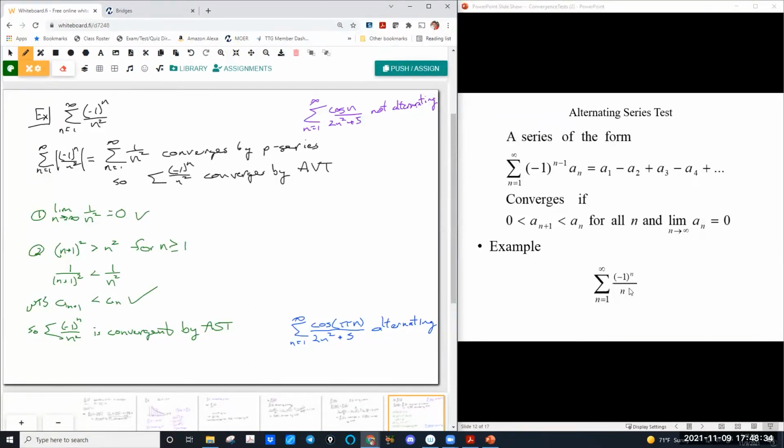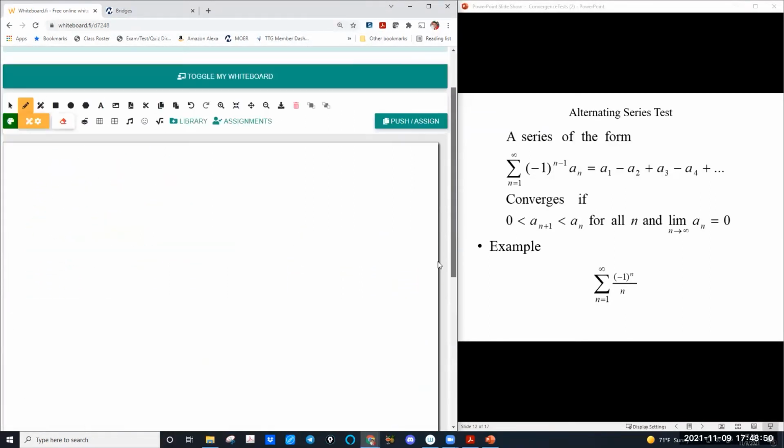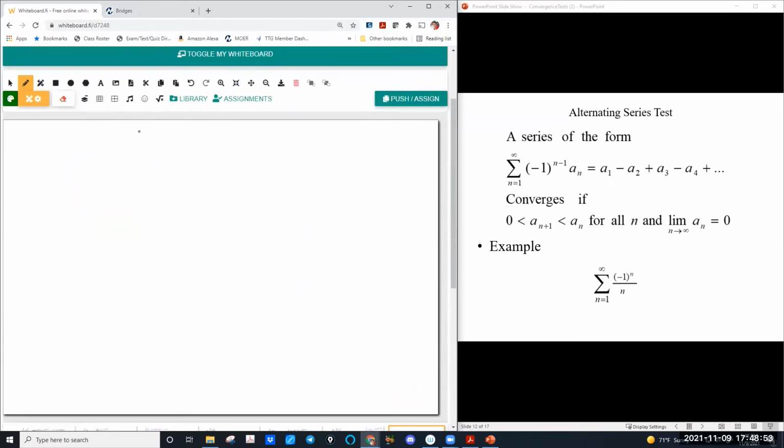I'm going to do one more time with the alternating series test because I want to show you something. We're going to do this guy. Slight difference, I've dropped the square, but it's going to make a big difference for what we're looking at. All right. So new example, this is also an alternating series, again recognizable by that little piece up there. Okay, so we got an alternating series.